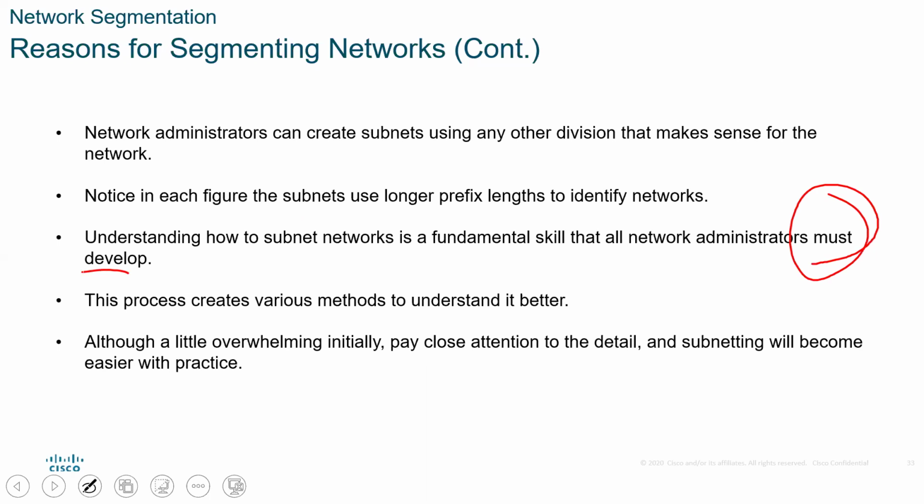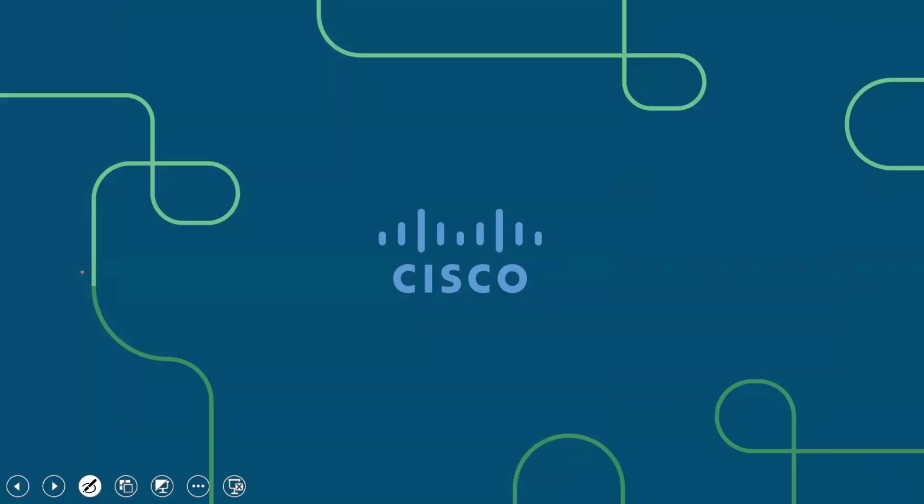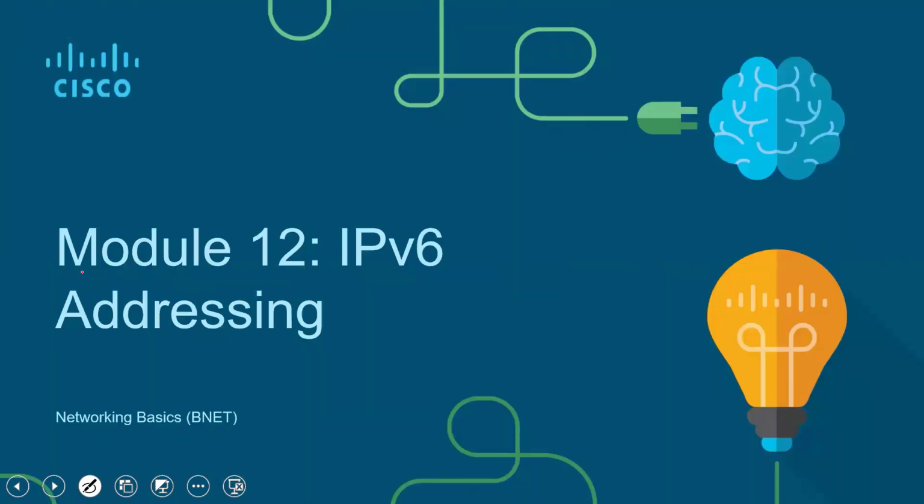Underline the word must. So you must be able to know how to subnet if you want to become a network administrator. There are various ways or methods of doing subnetting, but when we come to do our own, we will take a look at it. Okay, so that is the overview for IP version 4. Let's look at module 12 to look at IP version 6.